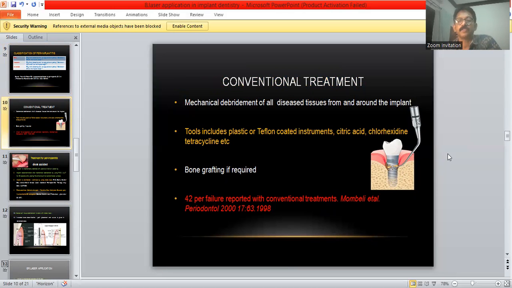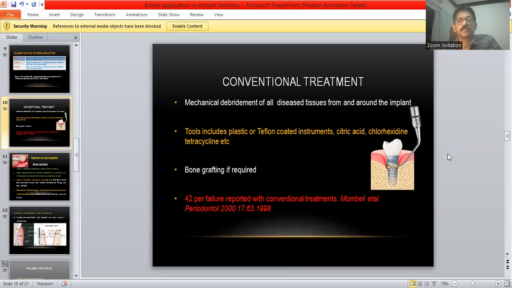The conventional treatment given for peri-implantitis is, first, mechanical debridement of all diseased tissues from and around the implant. The tools used to debride are plastic or Teflon coated instruments, and we may use citric acid or chlorhexidine or tetracycline as an adjunct along with the plastic or Teflon coated instruments. If we need, we will do bone grafting also. But even after doing this conventional treatment, most of the time there will be 42% of failures reported according to the literature.